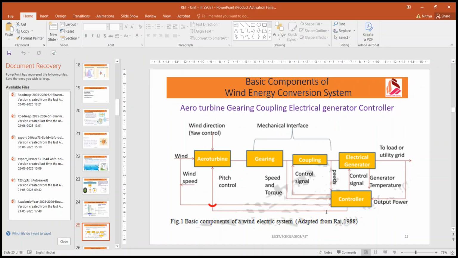The aero turbine normally follows the wind direction, or otherwise the yaw control system rotates it to the wind direction in clockwise or anti-clockwise positions. Suppose the wind pressure is at maximum, the aero turbine rotates at maximum speed. That speed has to be controlled by the gearing systems. As it is, the torque has to be controlled. The constant speed is obtained from the mechanical interface between the aero turbine and the coupling systems. So this is the basic component of the Indian electrical systems adopted in 1988 itself.